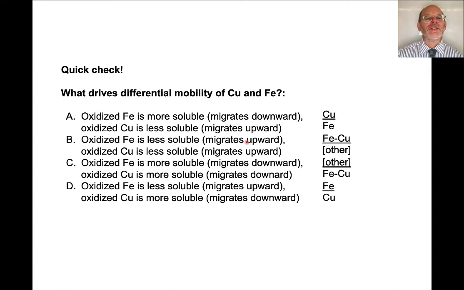So here's the question for you based on that. What drives differential mobility of copper? It says something to do with oxidation, but is it that iron is more soluble or is copper more soluble under oxidizing conditions? And here I've shown what the relative enrichment of these elements would be for the surface versus the subsurface. Maybe that will help.